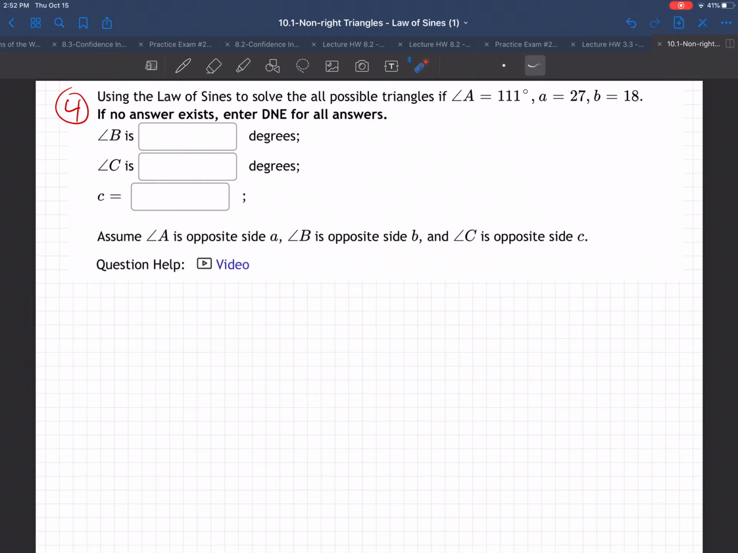In this example, we are using the law of sines to solve all possible triangles given these circumstances. Okay, so how's this going to work? Well, the first thing you should really do is draw the triangle. And I just mean draw any triangle. Nothing special about that triangle.